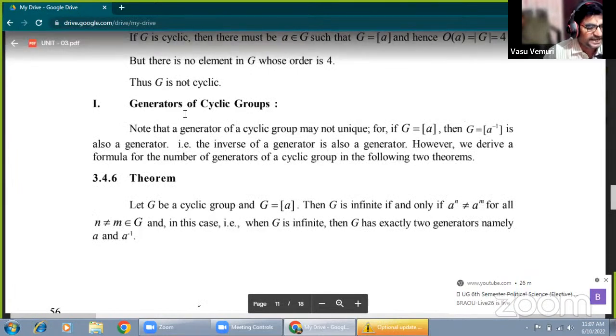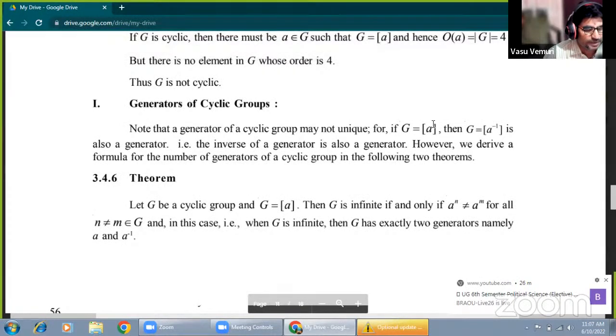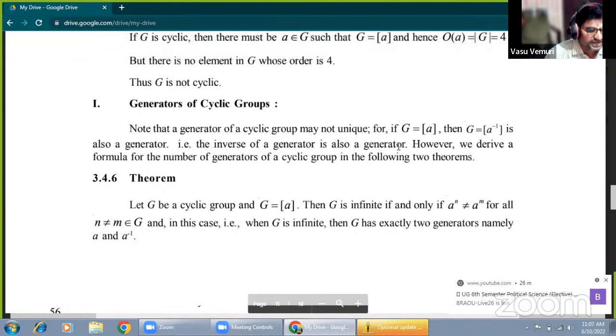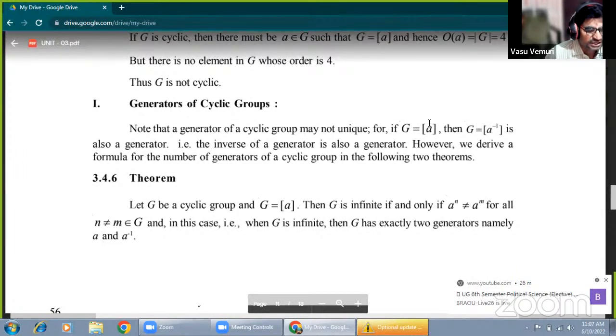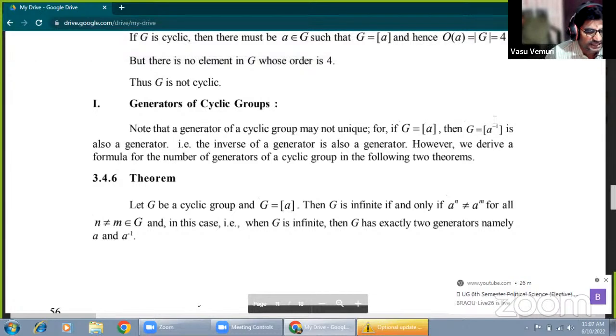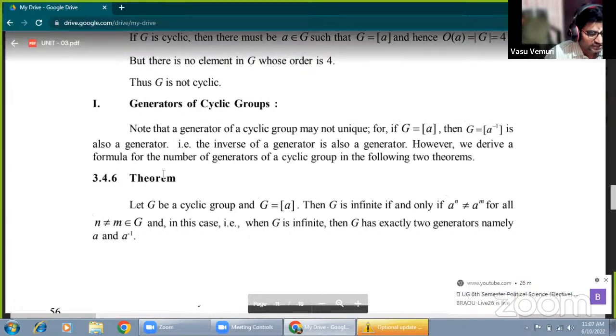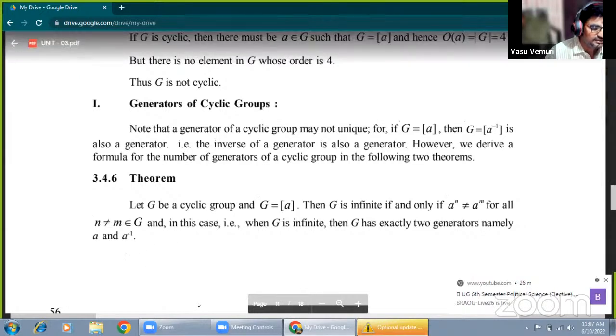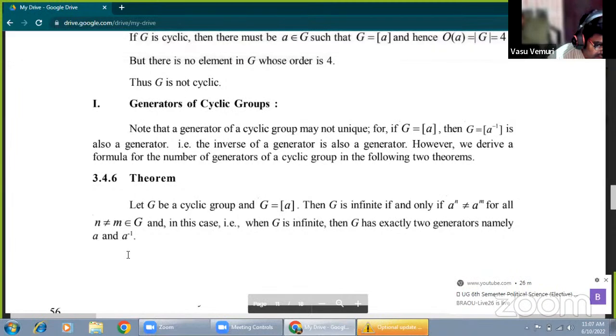Already you have to explain here what the generators of a cyclic group are. The generator of a cyclic group may not be unique. Suppose A is any element, G equals generated by A, and G equals generated by A inverse, with integral powers of the elements 1 and minus 1. Here A must be the generator. The inverse of the generator is also a generator.